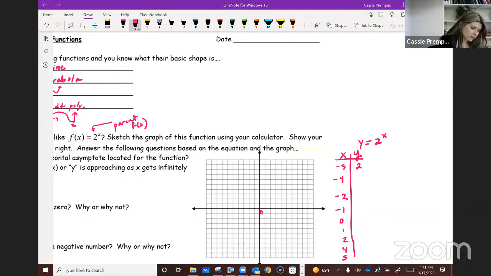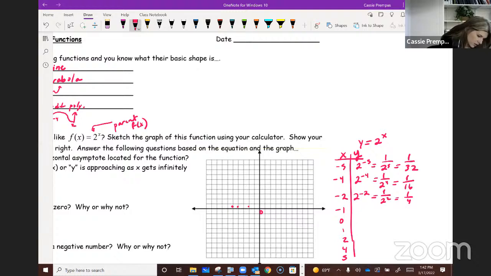As I plug in -5, 2 to the -5th, that would be 1 over 2 to the 5th, aka 1 over the 32nd power, or a really tiny fraction. So I'm going to have the point -5, 1 over 32. As I plug in -4, that would be 1 over 2 to the 4th, also known as 1/16. So -4, 1/16, it's a teeny bit higher than that one, but not much. When I plug in -2, I would get 1 over 2 squared, aka 1/4. So I have -2, 1/4.